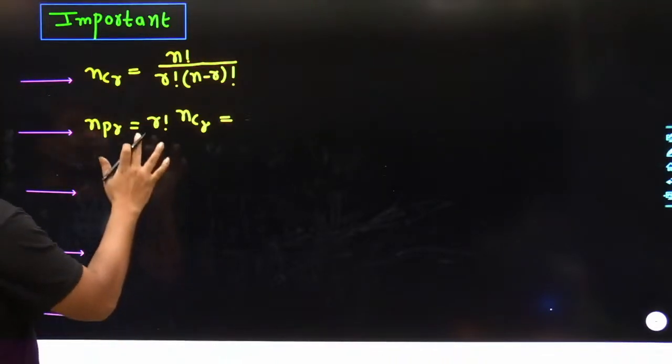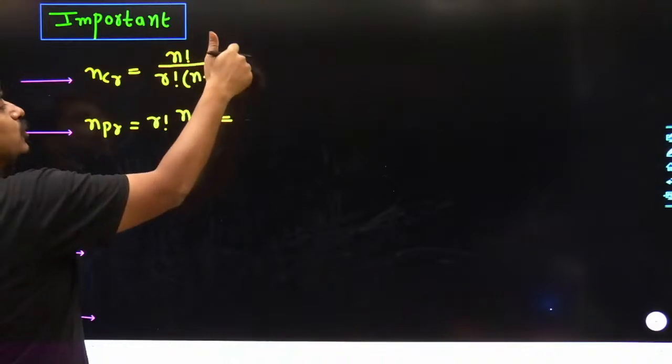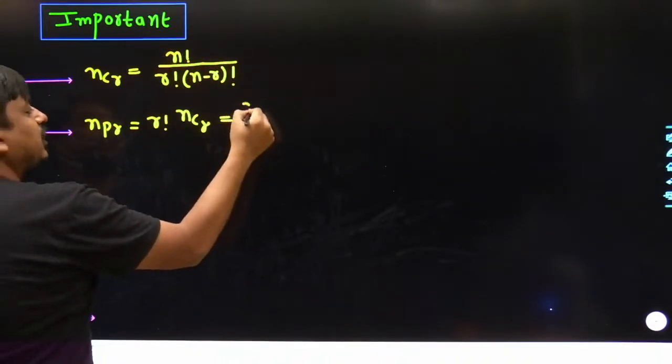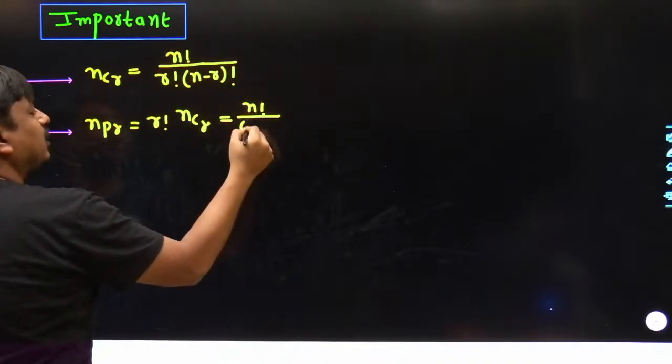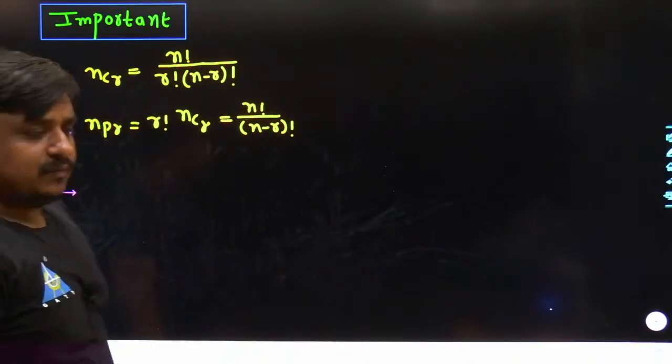So what's happening over here? R factorial, in NCR, is getting multiplied with R factorial would also get multiplied over here. It's going out, and the result which is going to come in our hand is simply going to be n minus of r factorial, that we have already seen.